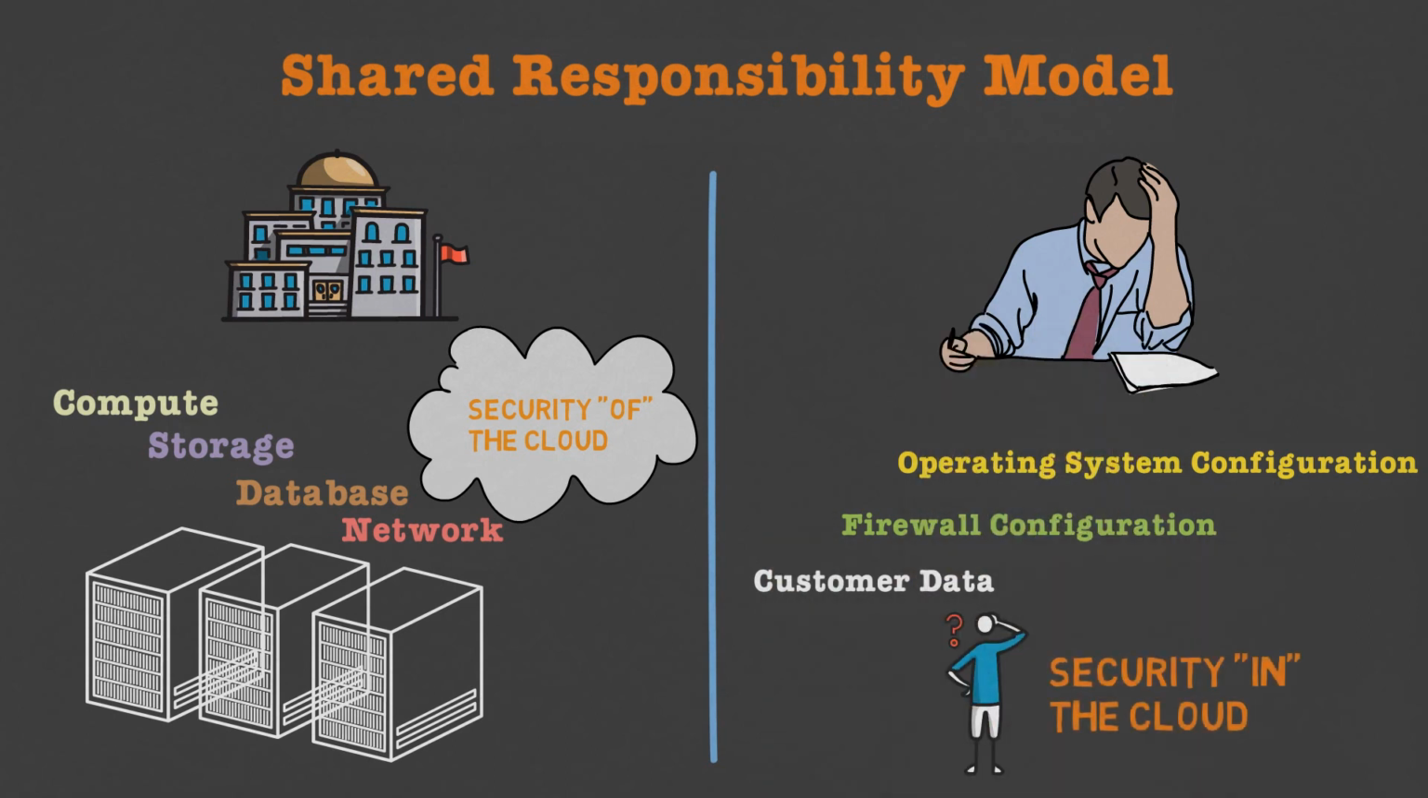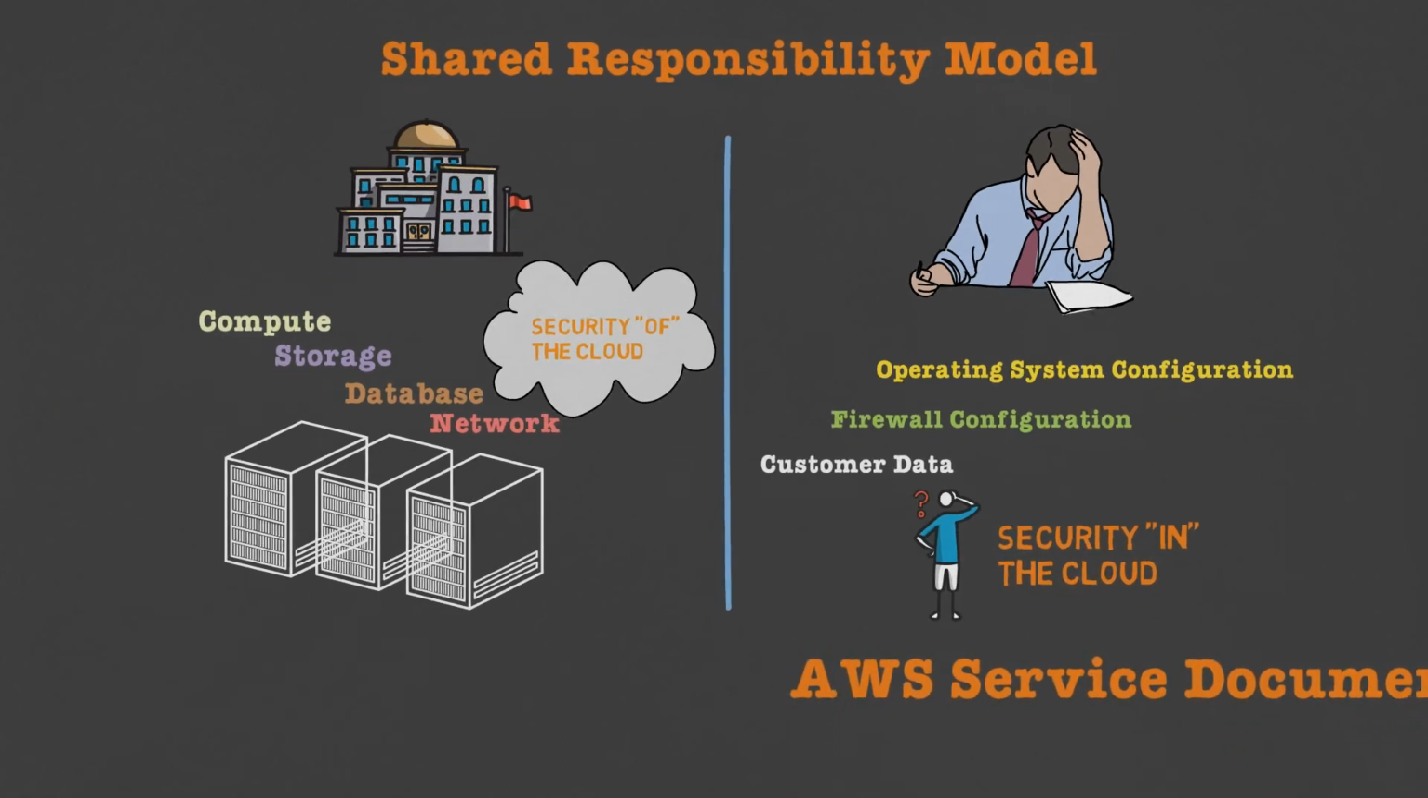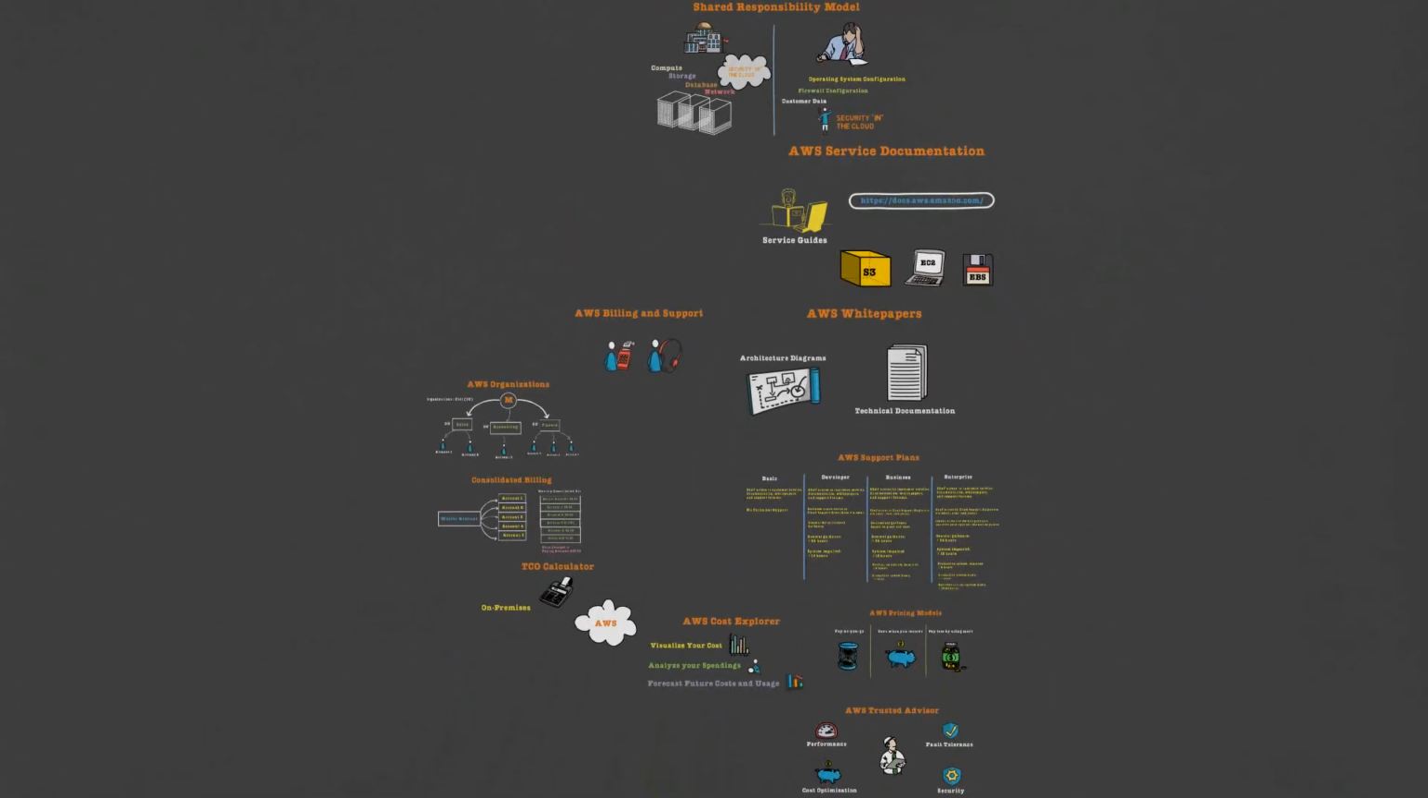On the other hand, the customer is responsible for things like OS configuration, firewall config, and customer data. So in summary, AWS is responsible for security of the cloud, while the customer is responsible for security in the cloud. And this concludes our summary.